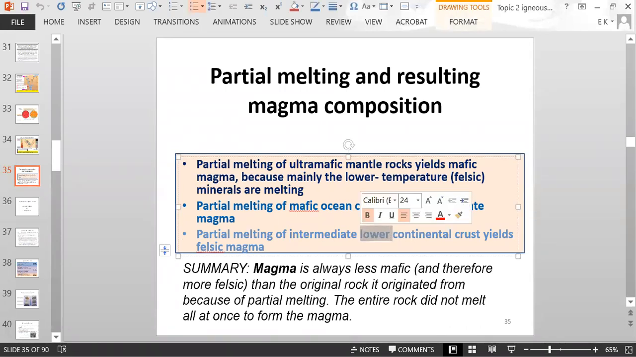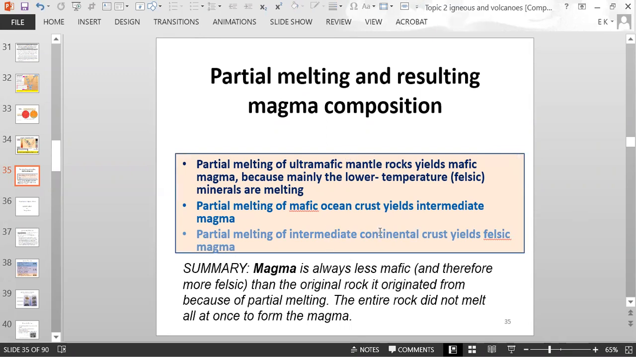We'll take out the word lower just to avoid any confusion, but it's like the lower part of the continental crust that's closer to the mantle. But that's going to give you felsic magma. So the summary is that magma is always less mafic and therefore more felsic than the original rock that it originated from because of partial melting.